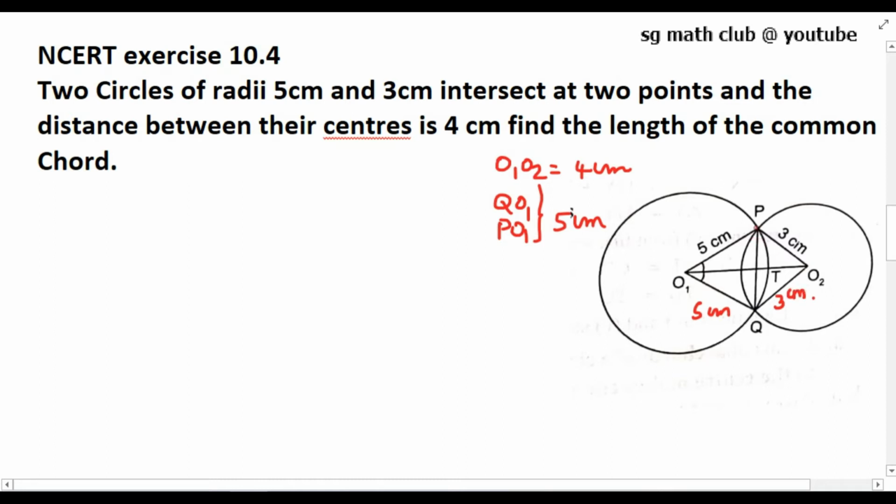We need to find the chord PQ. We need to find the length of the common chord. So the length of the common chord is PQ. O1O2 is 4 centimeter.